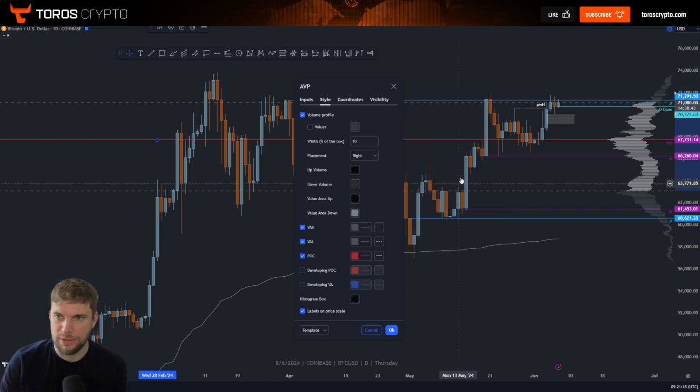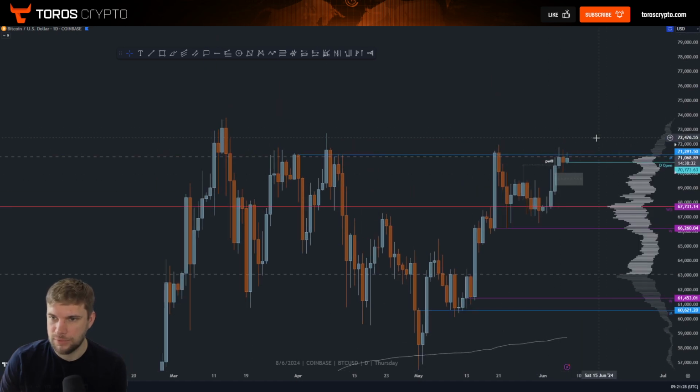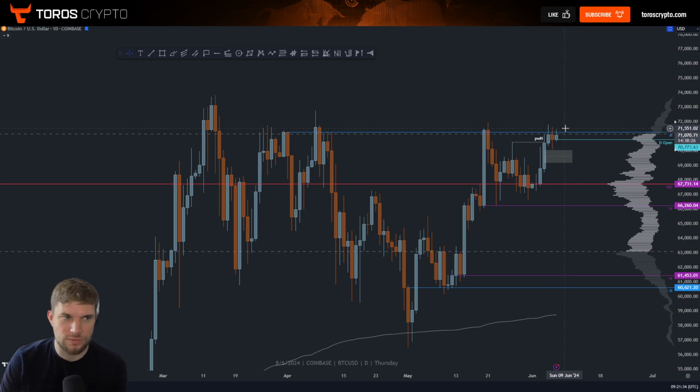So we see where this is now. We'll take off the developing. The point of control has moved back up towards the highs, and when that happened, that's when we saw this latest move higher. Value area moving towards where price is now. So we're still contained within value. That doesn't mean we can't drop back down and test some support.